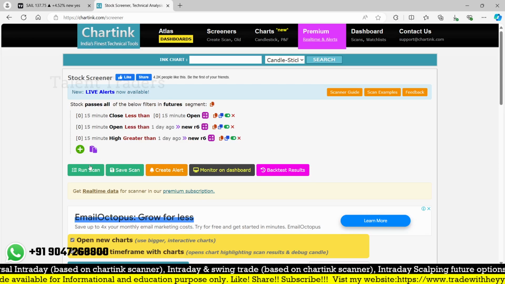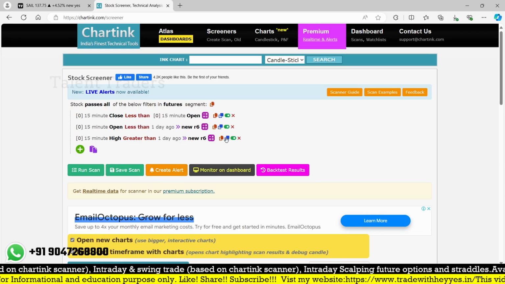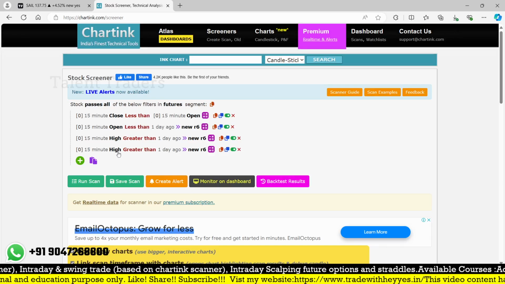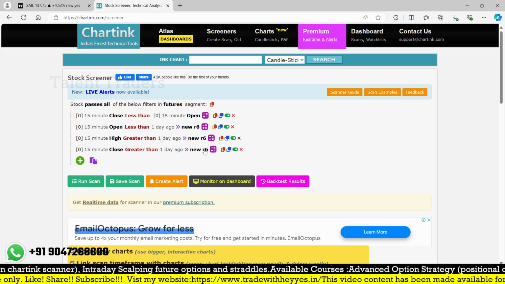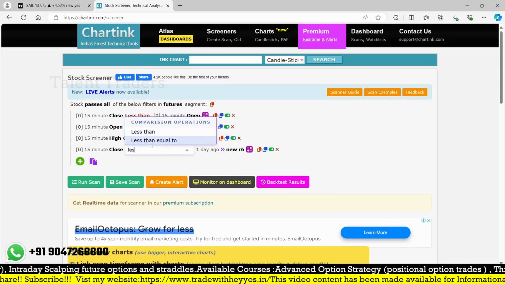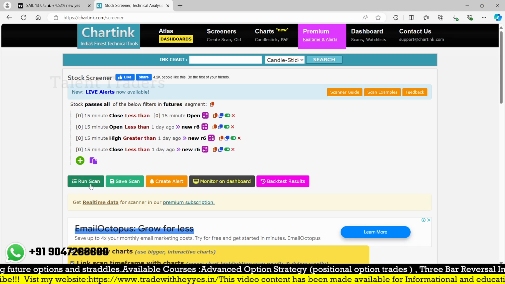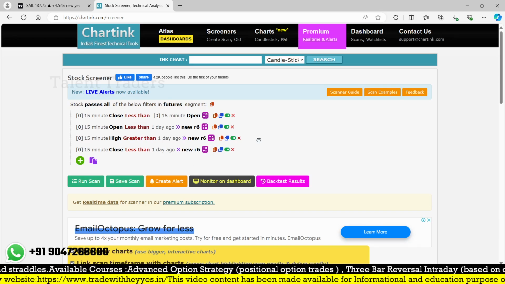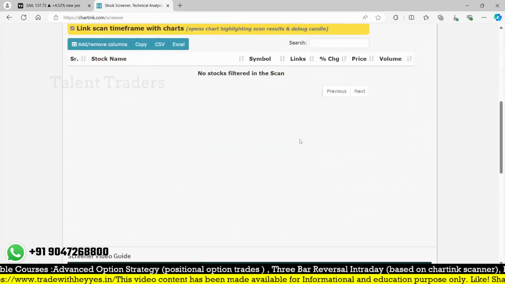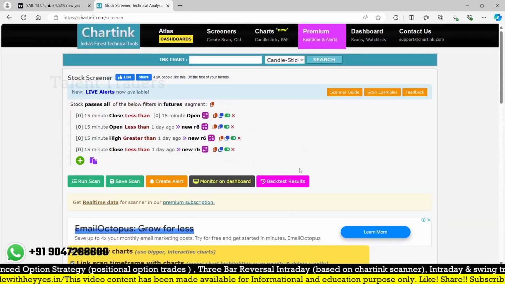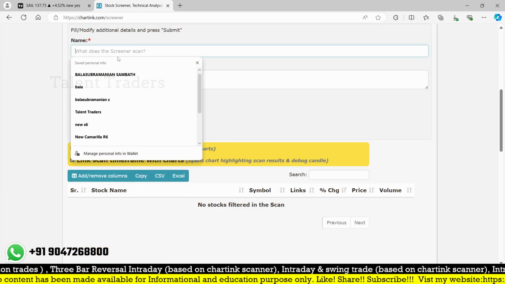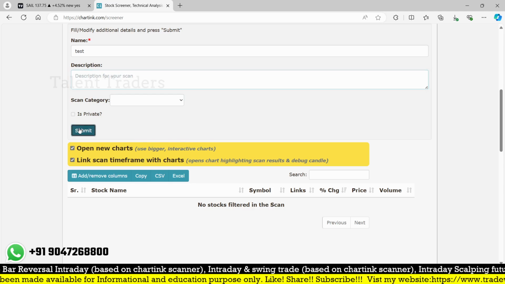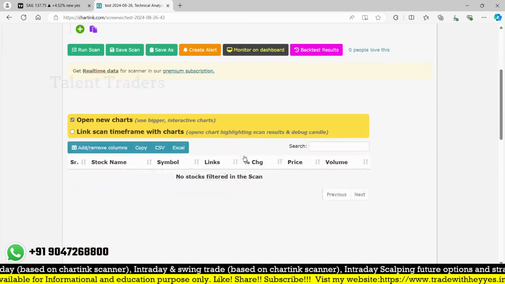And let me add one more condition. The close of that candle should be less than Camarilla R6. It must be less than. I think it is the same, but we are adding it in case sometimes it closes on the same level and gets fetched. As of now, no stocks. So this is the main condition. We are creating it, we can name it test, and run the scan to see any stocks forming such a pattern.